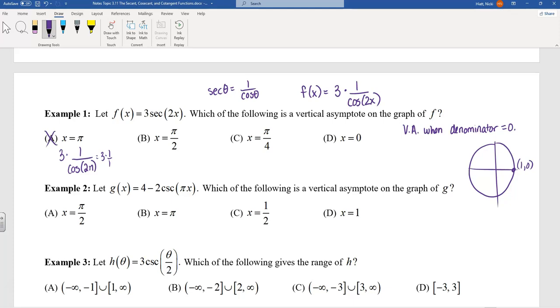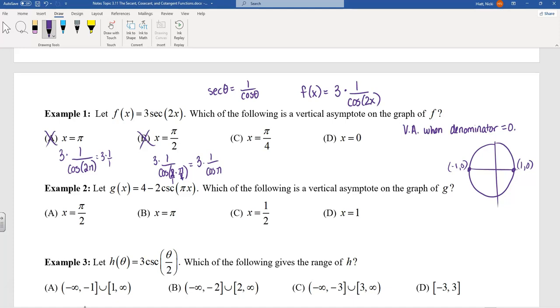Okay. For B, I would have 3 times 1 over cosine of 2 times pi over 2. And that 2 right there, I can put it over 1. The 2's can cancel, so this is really like 3 times 1 over cosine of pi. What is cosine of pi? Negative 1. Still not 0, right?